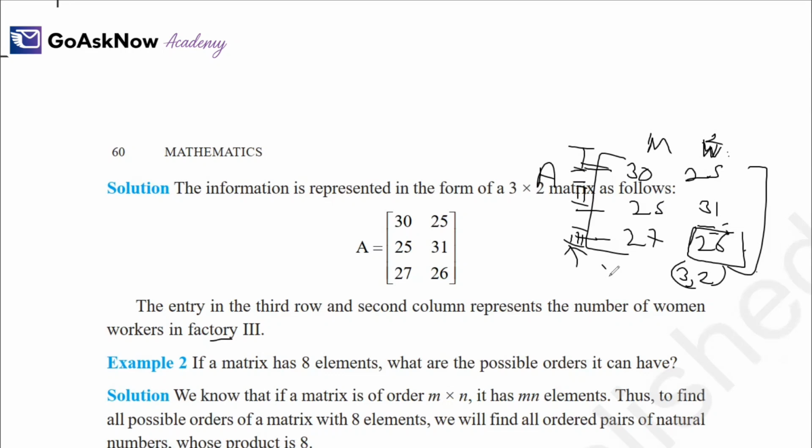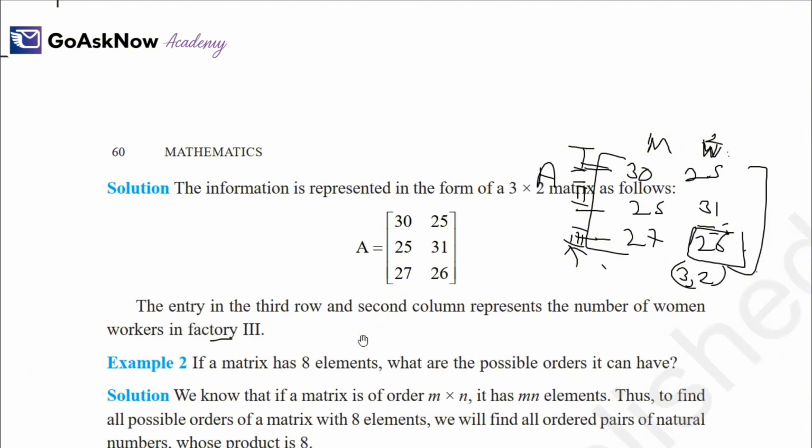Now let's see example 2 of this. If a matrix has 8 elements, what are the possible orders it can have? So if the matrix has 8 elements, the product of the order must be equal to 8. That is why we should see the factors of 8, and then we can find the respective possible orders for that.